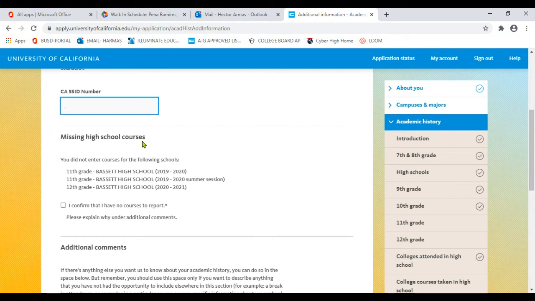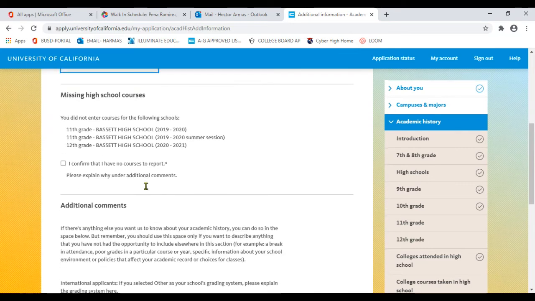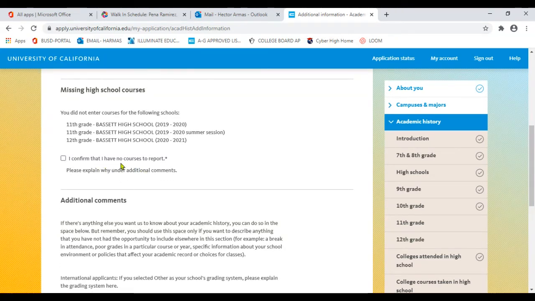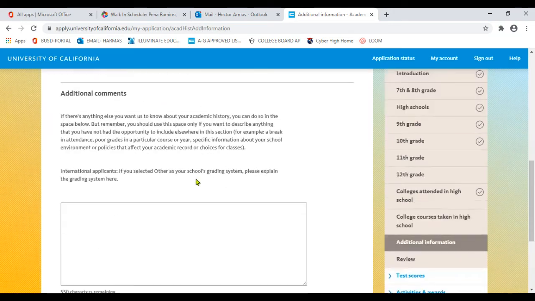Then it says missing high school courses. It tells me that I didn't include all my 11th grade or my 12th grade information. And then it says, I confirm that I have no course requests. In this case, I'm not going to click that because I still have to go back and do that.